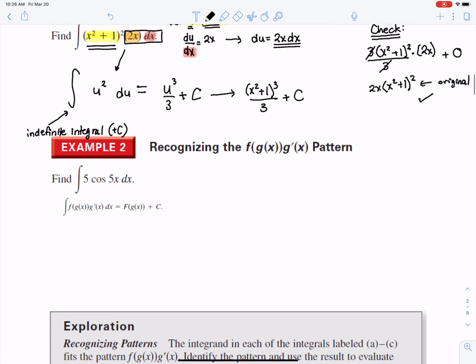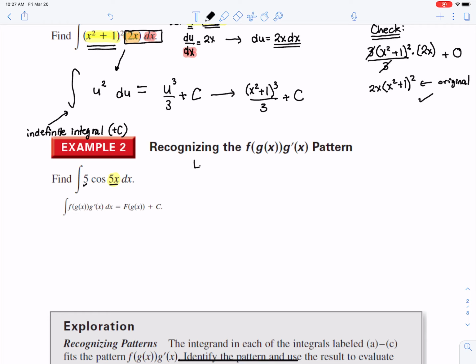Let's look at the next example. I'm looking for something in the original problem that's an inner function. When I look at this part here, this is a cos of something, and the something is the 5x. If I were to take the derivative of the 5x, I get a 5, and that 5 is already sitting on the outside. So it follows the chain rule pattern.